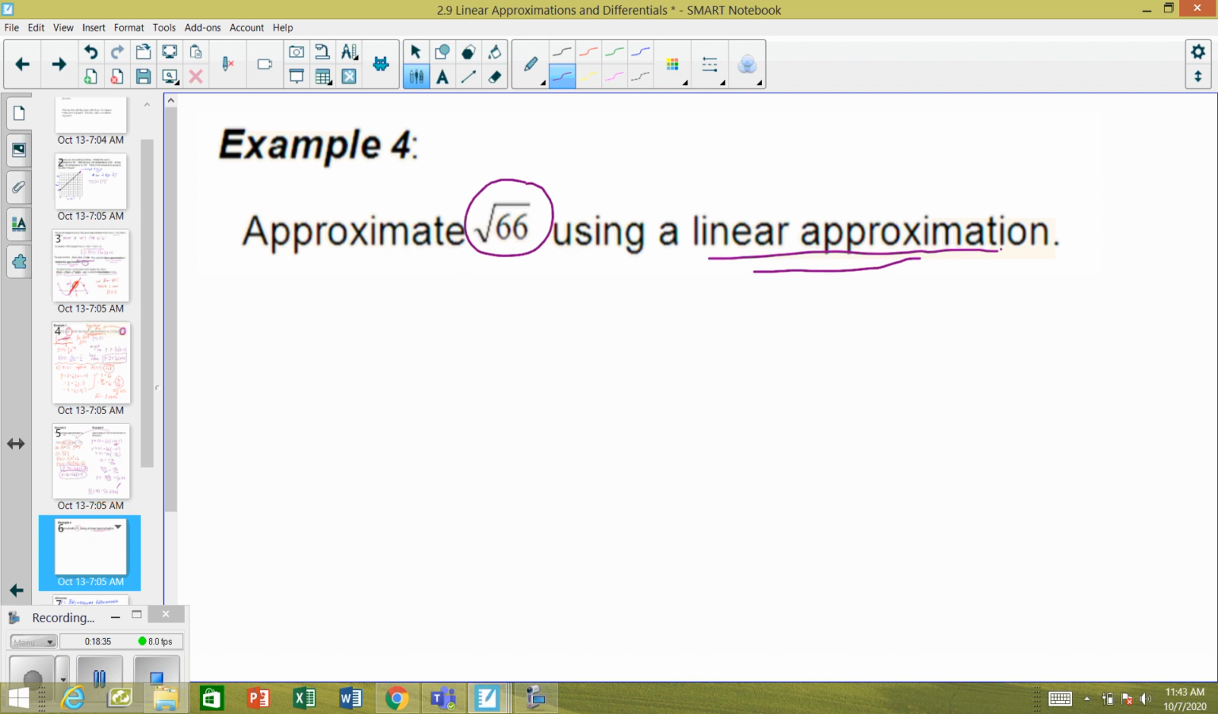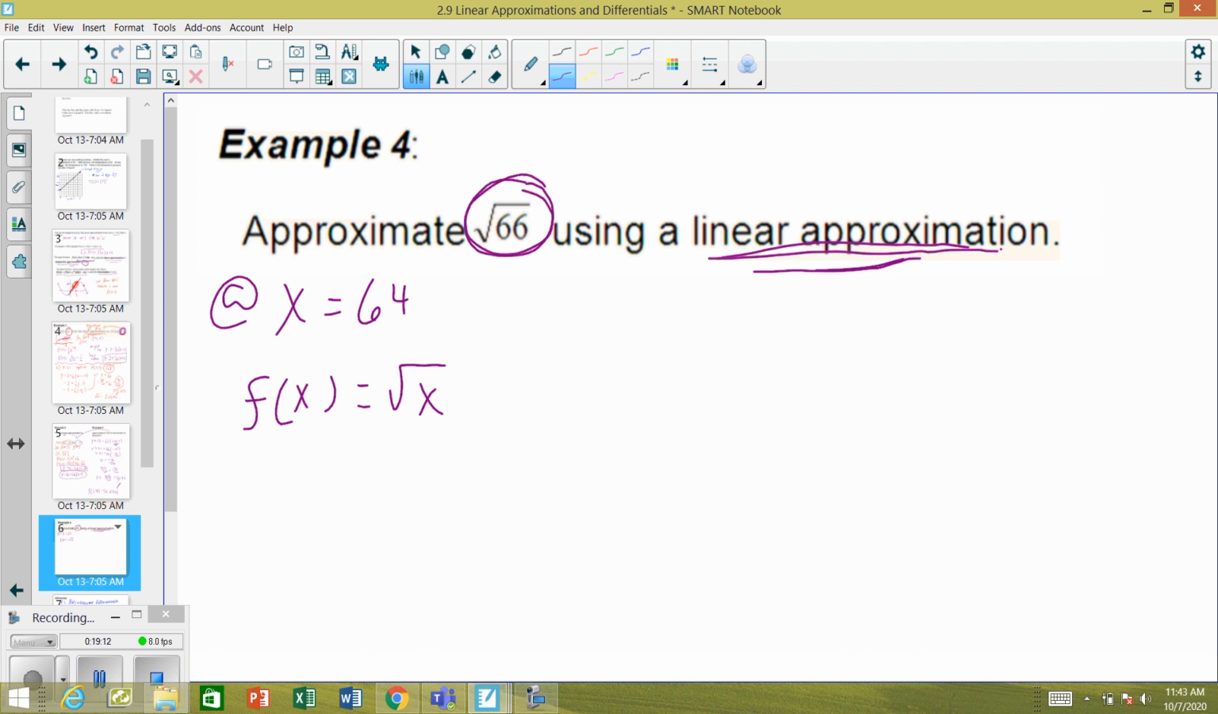Is there a value close to that I do know the square root of? I'm sure you're already recognizing that, yeah, what if I use a linear approximation at maybe x equals 64? Because I can take the square root of 64, and 66 is close enough to that. So then what equation am I looking at? What is f of x in this case? The square root of x. If I can get a tangent line at x equals 64, because that's an easy number to deal with square roots, then I can approximate the square root of 66 all day long.